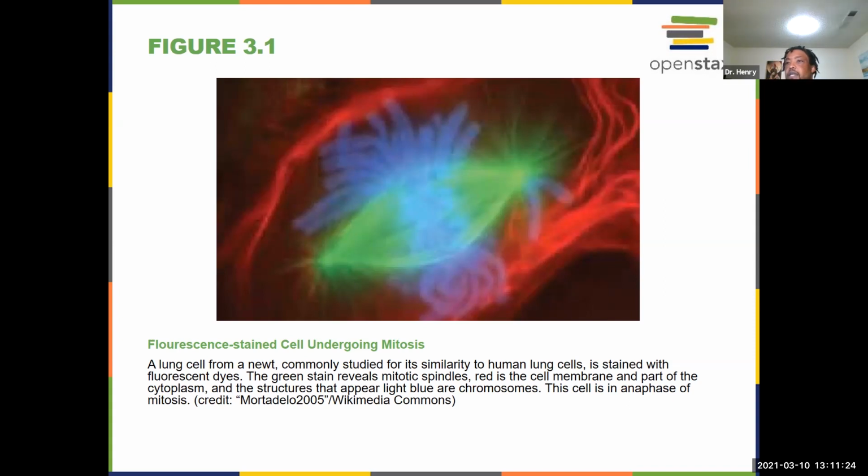Okay, so this is basically a fluorescent staining of a cell going through mitosis. If you look at it, the green part is your spindle, the mitotic spindle. Your chromosomes are here in blue, and then your cell membrane is all in red.